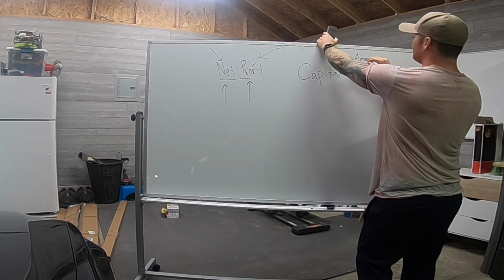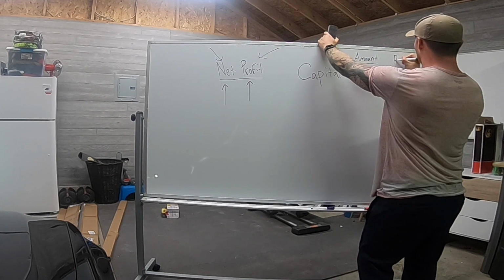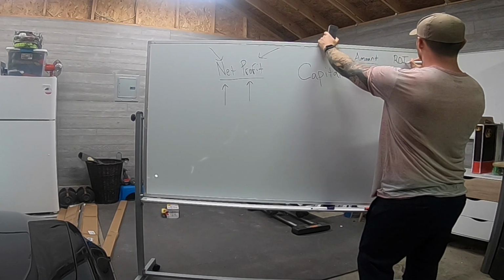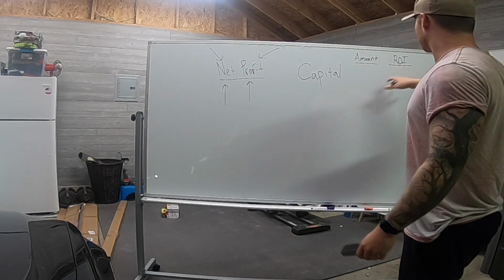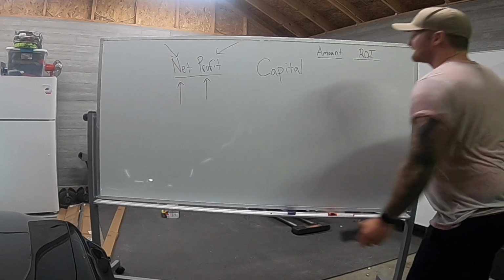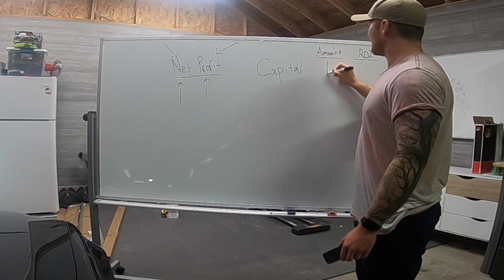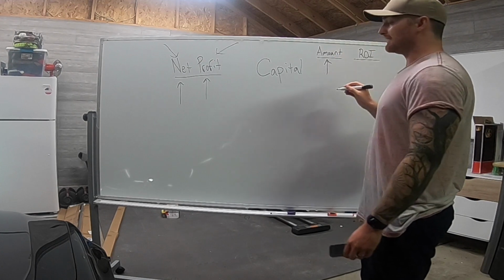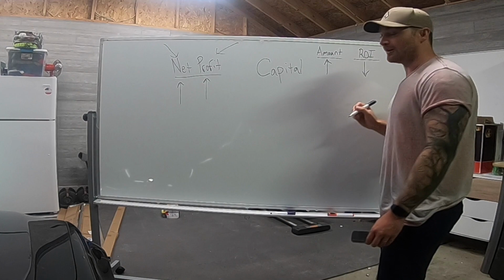So we're gonna do the amount, which would be low or high, and then we're gonna do ROI. So this is going to dictate what type of ROI you're gonna look for. So let's say that you have a lot of capital, right? If you have a lot of capital, that can mean you can take a lower ROI.